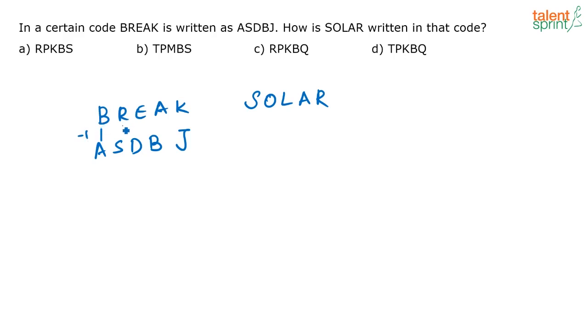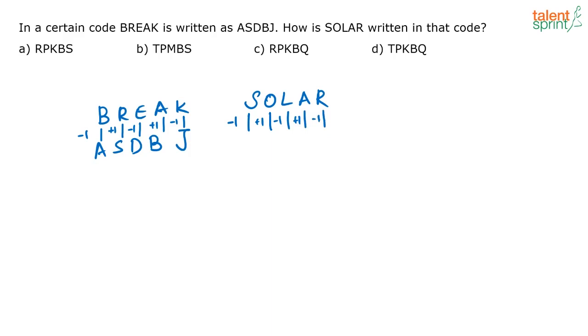B minus 1 is A, correct? Now R plus 1 is S, E minus 1 is D, A plus 1 is B, K minus 1 is J. So basically this is an alternating series, correct? For the first letter they are doing minus 1, then plus 1, minus 1, plus 1, minus 1. So the same pattern you do for SOLAR. That's the pattern that you have to follow.